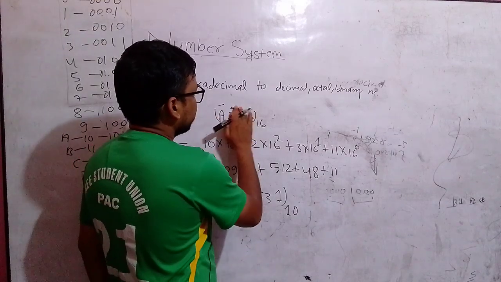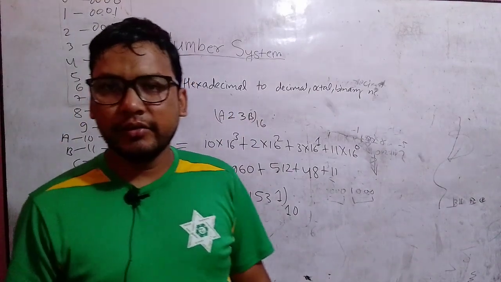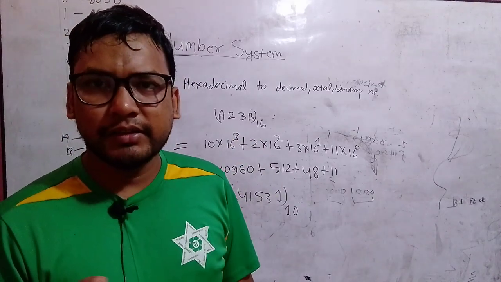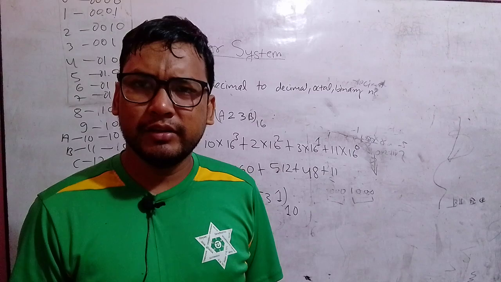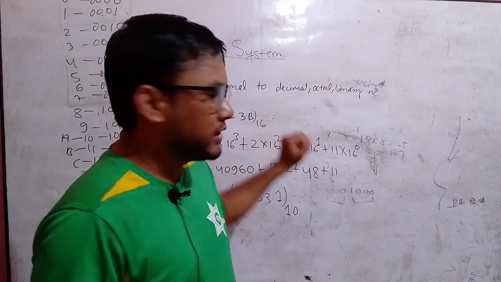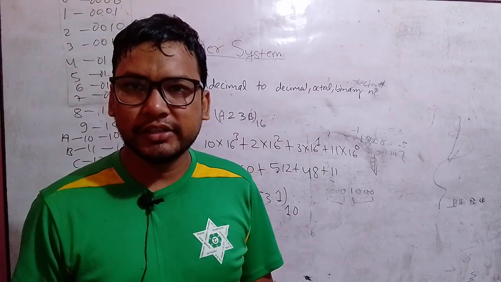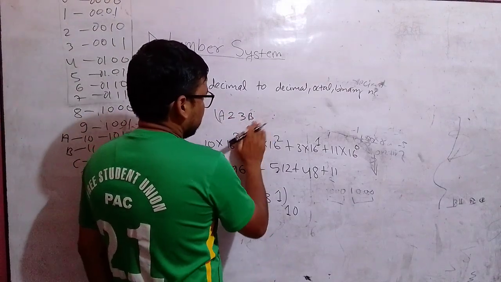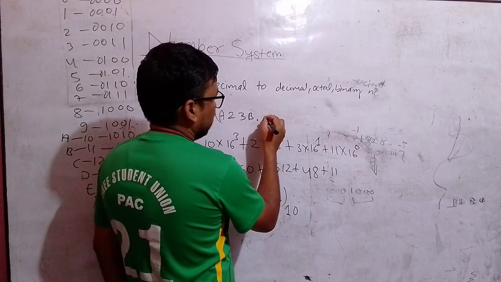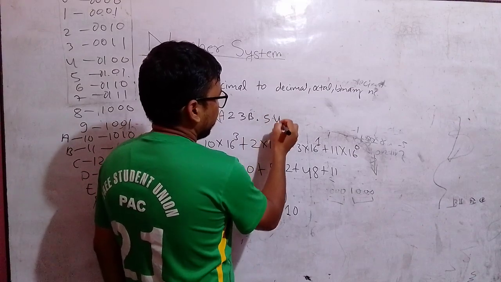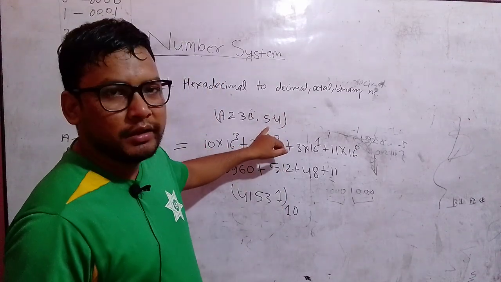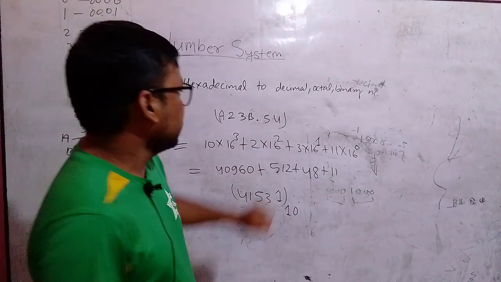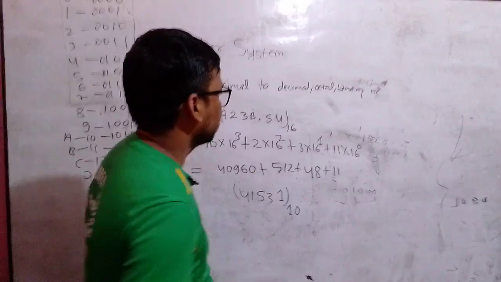Now what if this contains a fractional part? We have only dealt with the integer part. What if it contains a fractional part? How do we convert a fractional hexadecimal number to the decimal number system? Let's see an example. Suppose this contains a dot and 54. For the same number, it also contains the fractional part 54, a fractional number in hexadecimal.